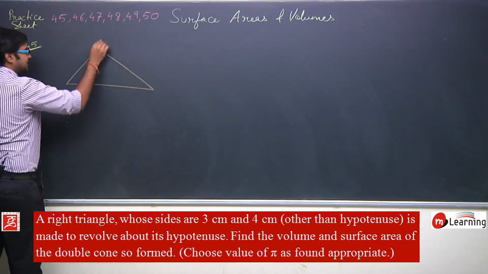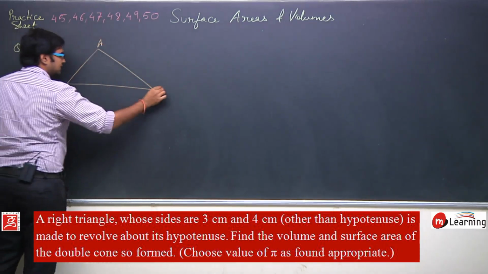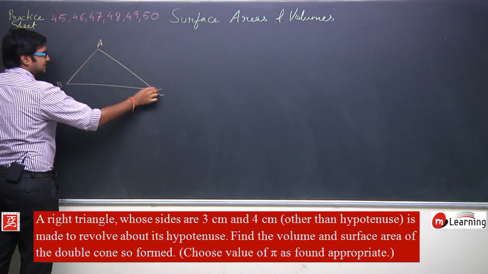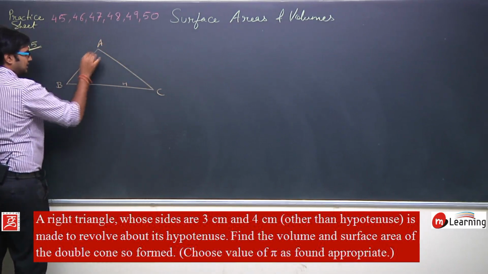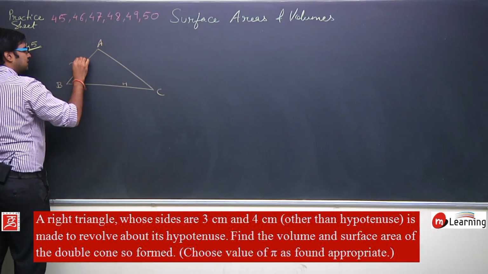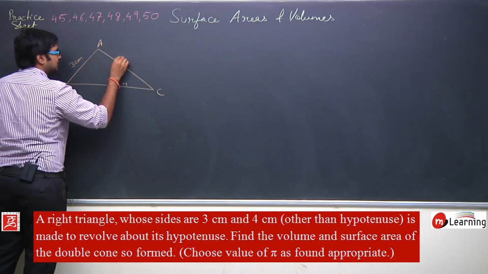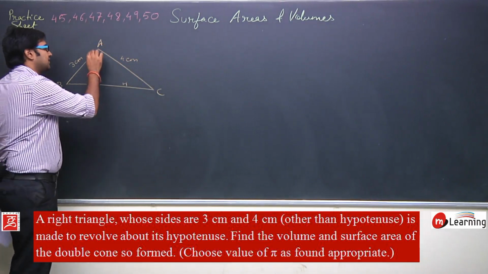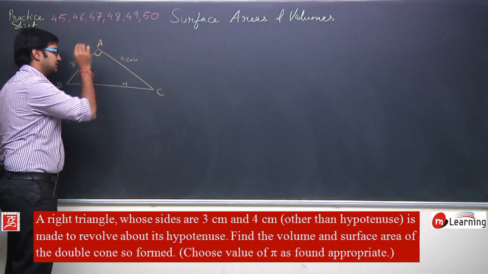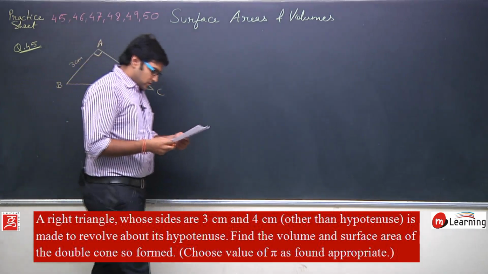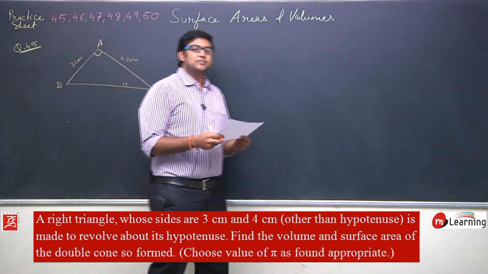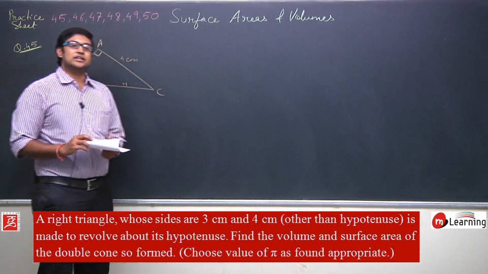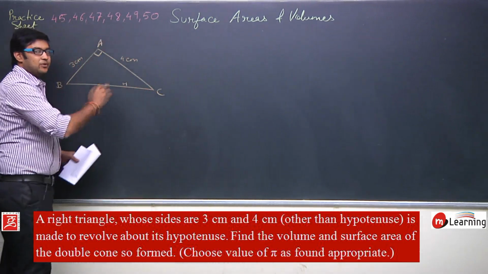Let us say this ABC is a right triangle where BC is the hypotenuse, AB is, let us say, 3 centimeters, and AC is, let us say, 4 centimeters. So this is the right triangle that we have. This angle A is 90 degrees. Now this right triangle is made to revolve about its hypotenuse. Now what is hypotenuse? This is the hypotenuse.